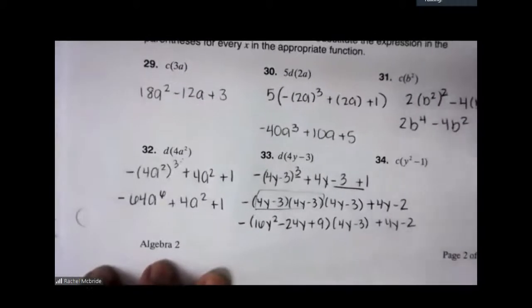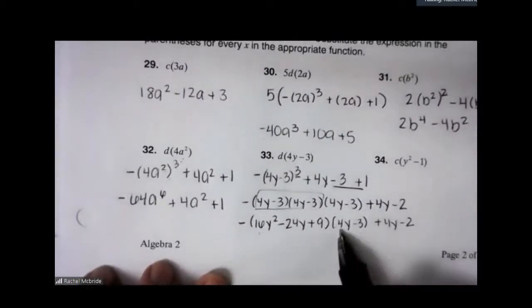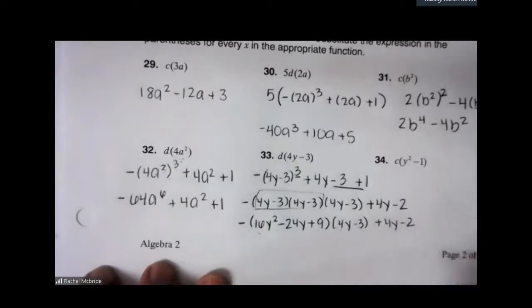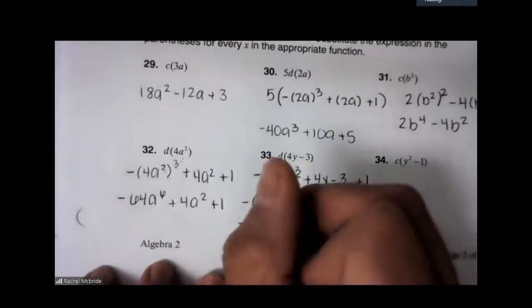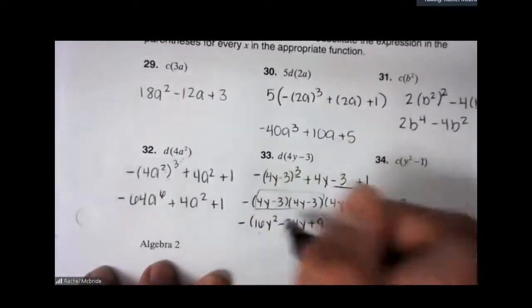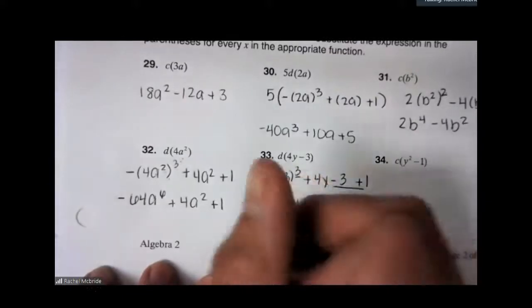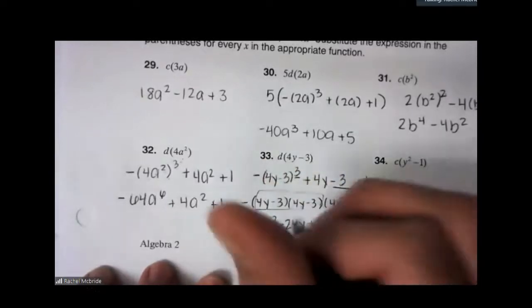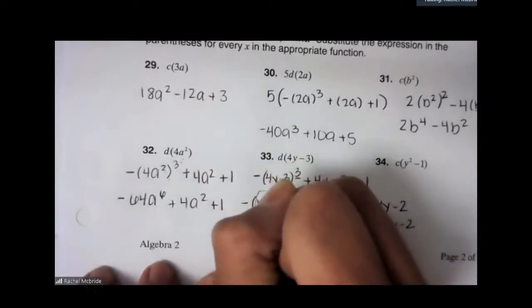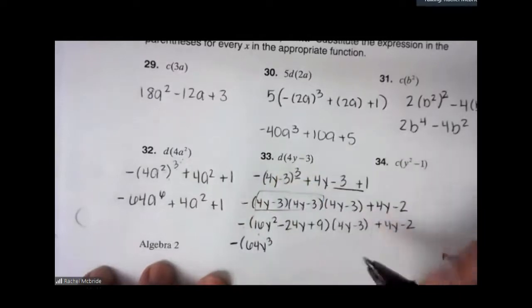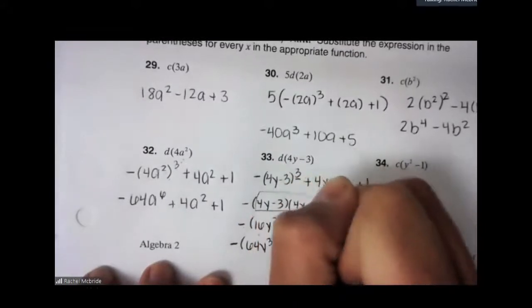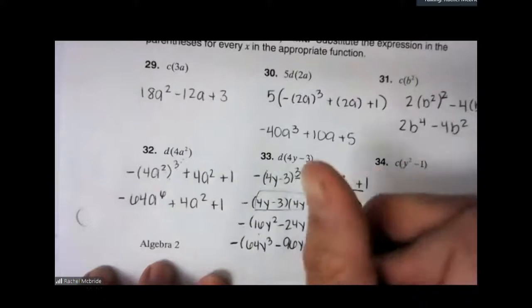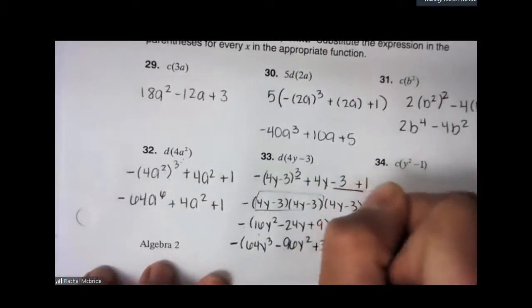So 16 times 4 is going to give you a negative 64. And again, you can leave that negative here, or you can distribute it in. If you leave it out one last time, you get 4 times 16, which again is 64y cubed. 4 times 24, which is negative 96y squared. And then 4 times 9, which is 36y.